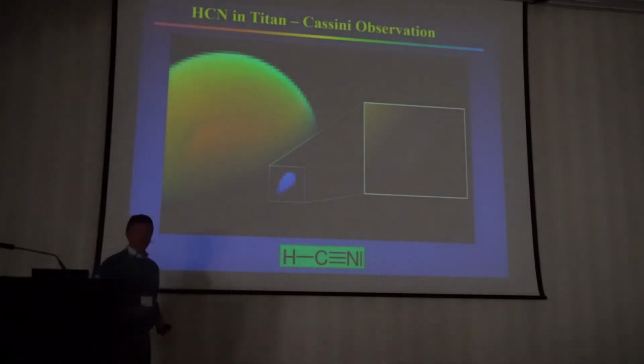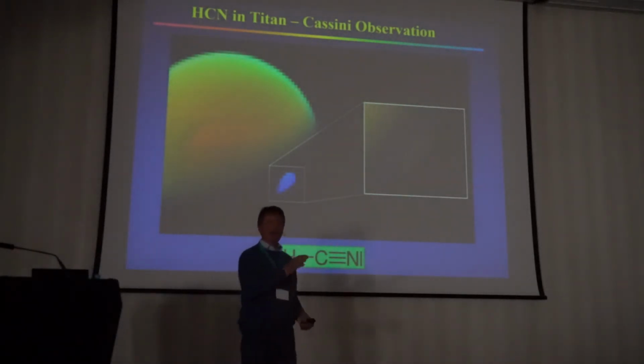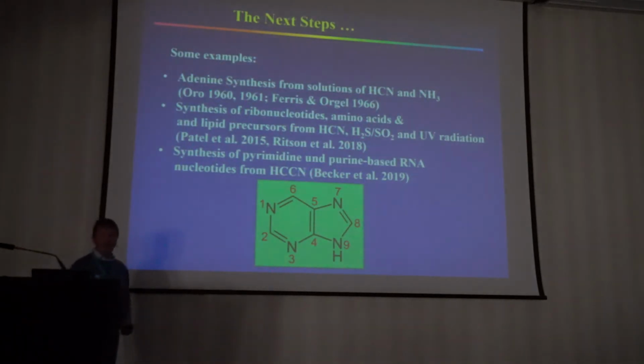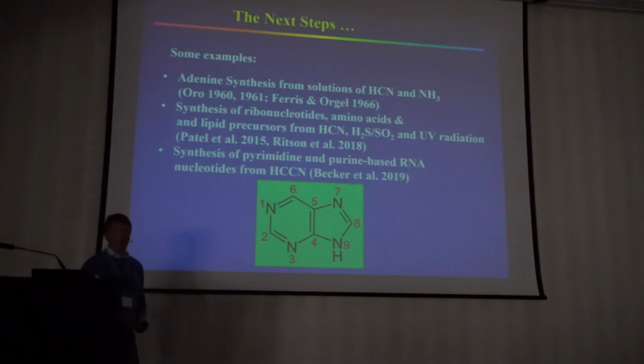Just to show you that there is indeed HCN in other environments. That's actually an image of Titan, and this little blue dot you see is emission from HCN. So the next steps would be that you go from HCN then to other materials like ribose, and I've just mentioned a few. I really wanted to highlight the paper by Becker again, who could produce pyrimidines and purine-based RNA nucleotides from HCN.